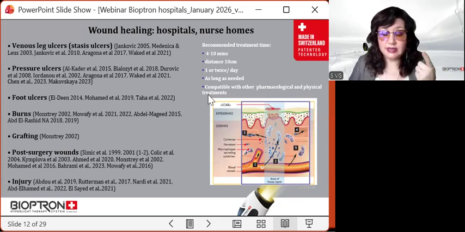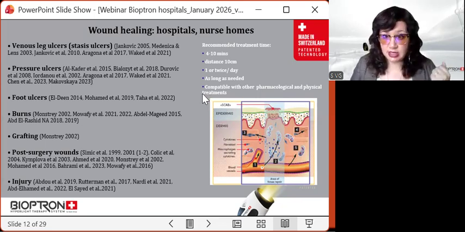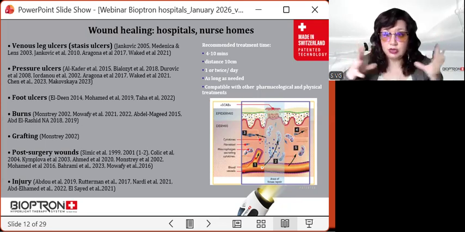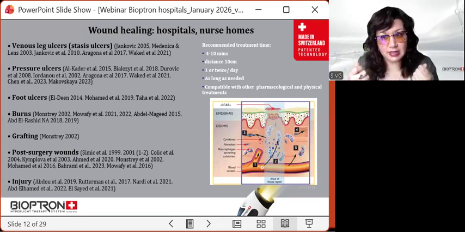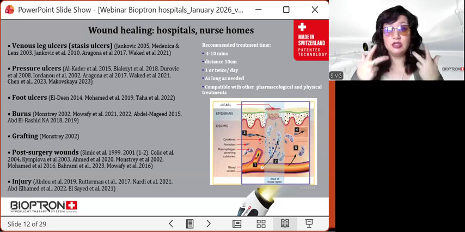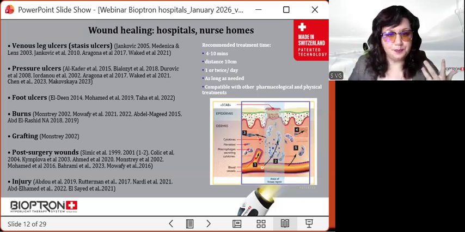If they have a patient that underwent a cardiac surgery and he needs to take specific painkillers or other medicines or dressings, fine, they should follow their protocol. They just add Bioptron and the results will be even better.